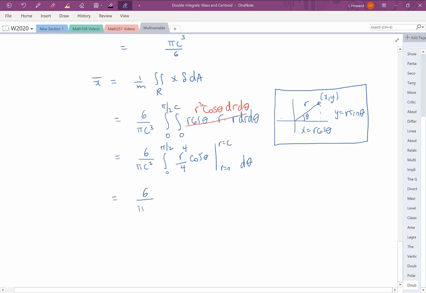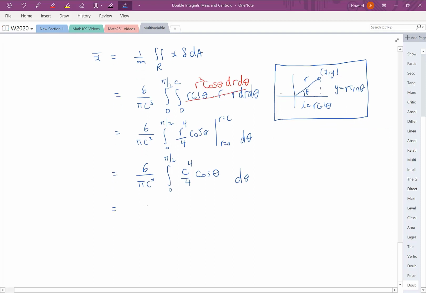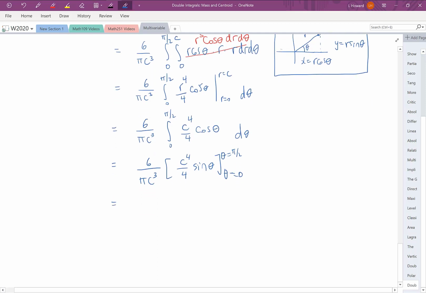Okay, so we've got our constant out in front, we've got our integral and our differential on there, and let's just evaluate at r equals c and then r equals 0. We're going to have c to the 4th over 4 cos theta, and then to finish this off we just need to do our integration. So keeping our constant at the front, now integrating with respect to theta, we're going to have c to the 4th over 4 sine theta, and this is going to get evaluated at theta equals pi over 2 and theta equals 0. So that's going to work out nicely because sine of pi over 2 is 1.